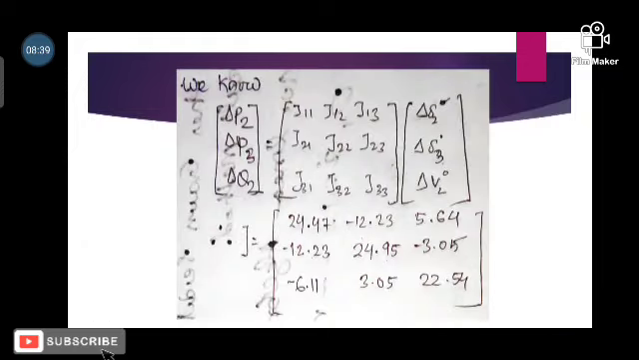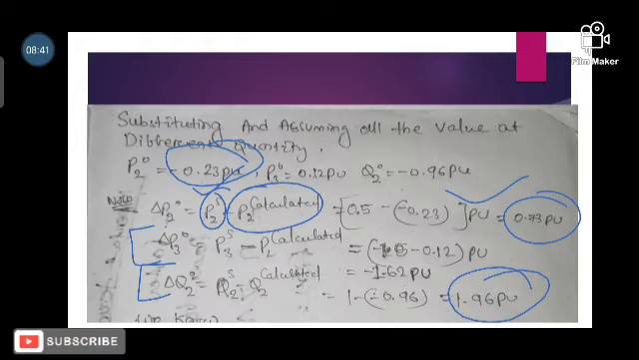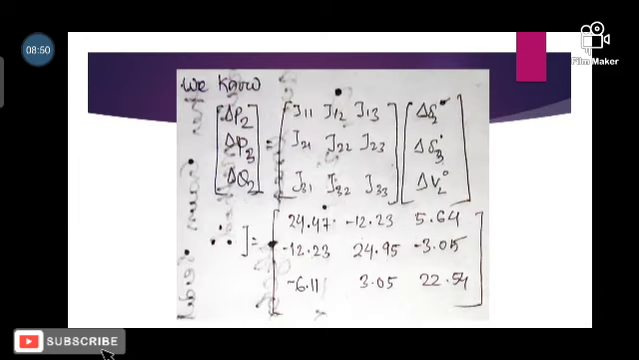Okay, why am I taking the shortcut method? Because this is very time consuming. It takes 1 hour to calculate all this. That's why I am taking only the shortcut method for your easy understanding.